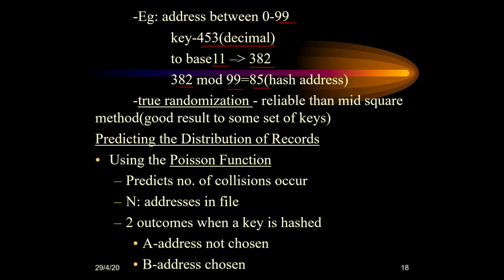Next we go for the prediction of distribution of records, another technique which can again help us. In this technique we look at a function called the Poisson function, which introduces some techniques we can use. Here we are considering n as the addresses in the file, meaning addresses 0 to 99. Now the two outcomes when I process a key using a hash function are A, known as address not chosen, and B, known as address chosen.